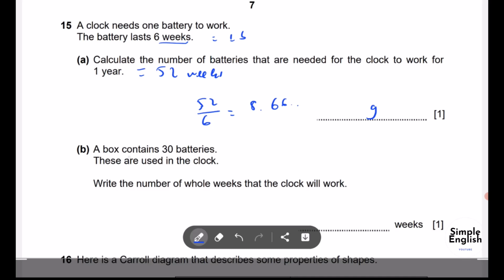B, a box contains 30 batteries. Work out the number of whole weeks that the lock will work. It's so easy, right? We just multiply 30 by 6, because one battery lasts 6 weeks. So it will be 180 weeks.